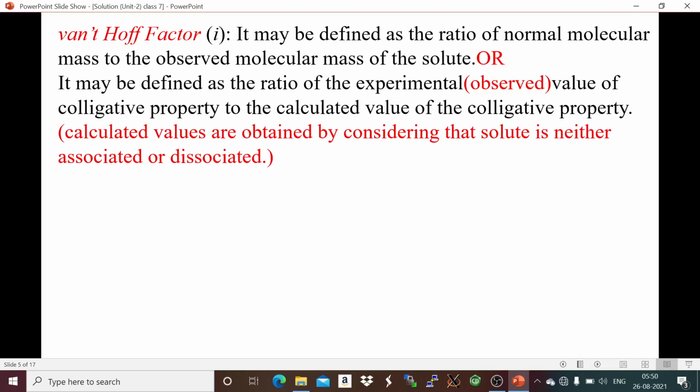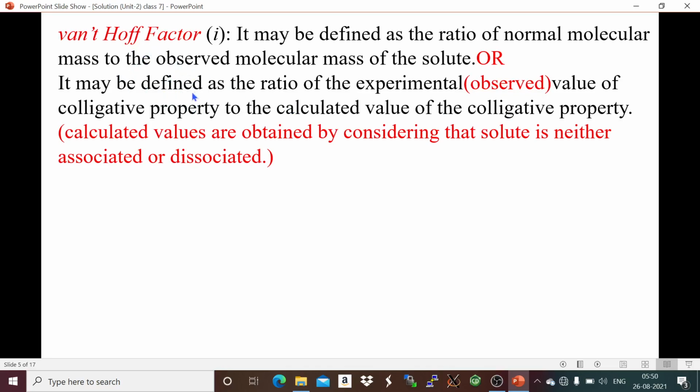Okay, so to account for this association and dissociation, Van 't Hoff introduced a factor i, which is known as the Van 't Hoff factor. And what is the Van 't Hoff factor? The Van 't Hoff factor is defined as the ratio of the experimentally observed value of the colligative property to the calculated value of the colligative property. Okay, so this definition is very important.